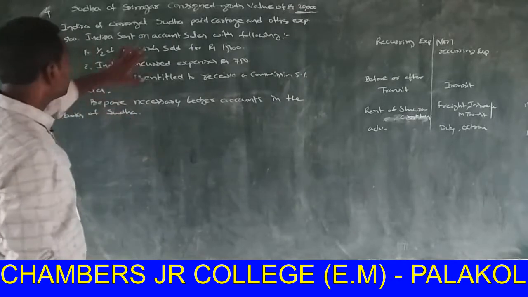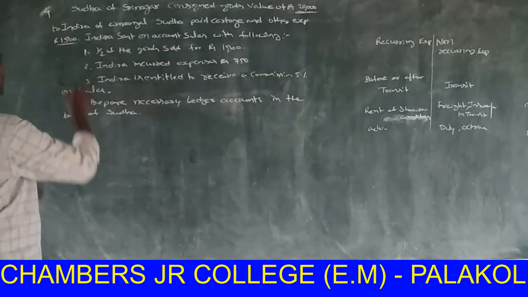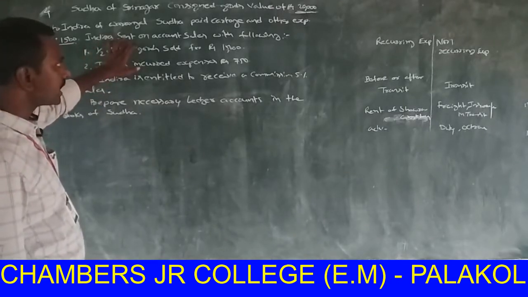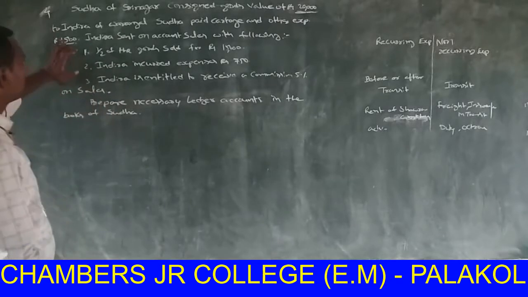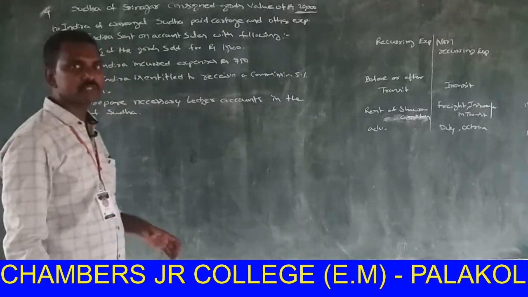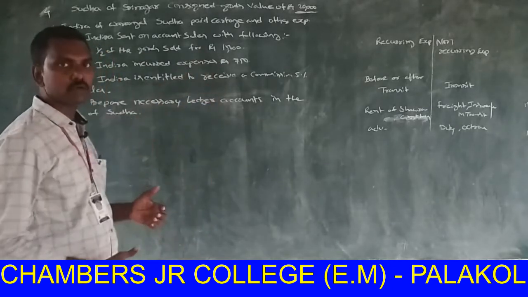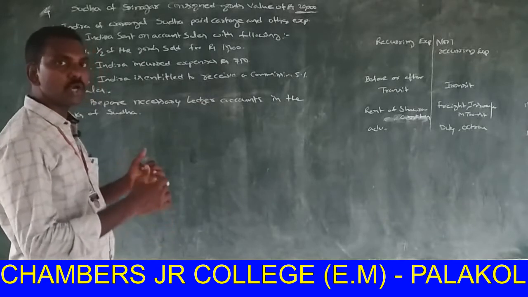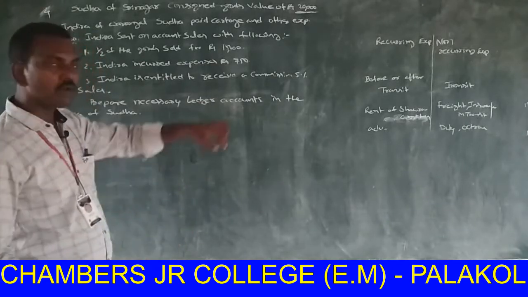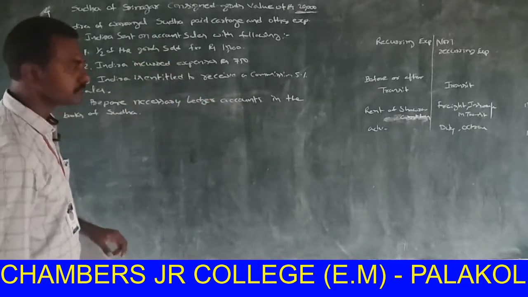Sudha paid cartage and other expenses. Here the expenses of consignor are 1,500. Indira sent an account sales with the following information. First, half of the goods sold for rupees 15,000. Here the consignee sold half of the goods, and the remaining half is in the hands of the consignee, so the remaining half is closing stock.